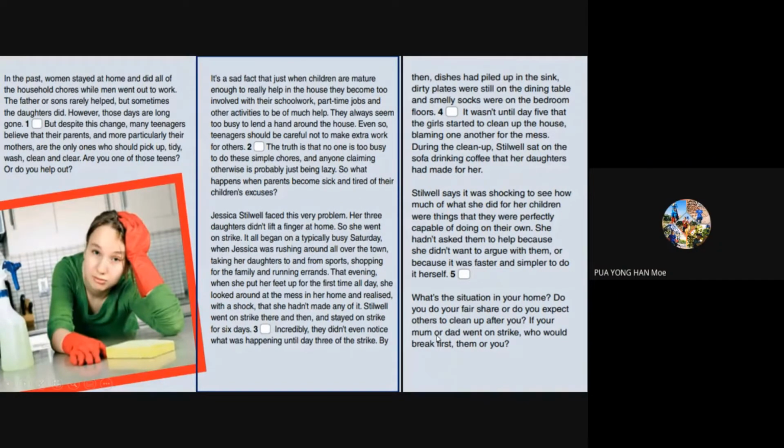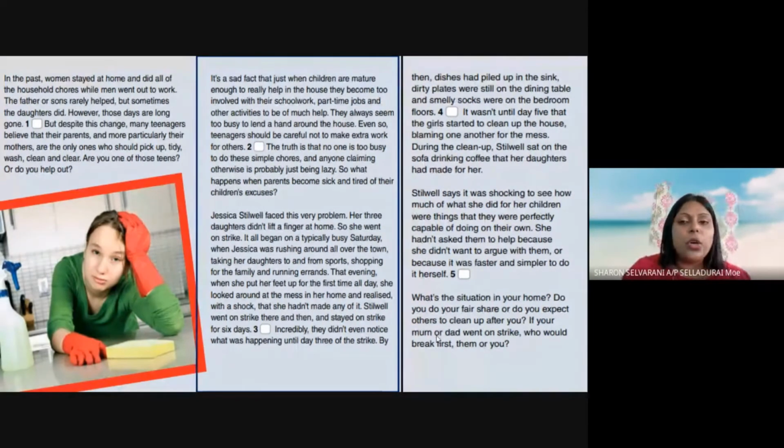Yes, teacher. You understood. All right. Okay, so what are we going to do now? We are going to fill in. Can you see these numbers 1, 2, 3, 4, and 5? There are some sentences which have been missed out, so we are going to fill those gaps.